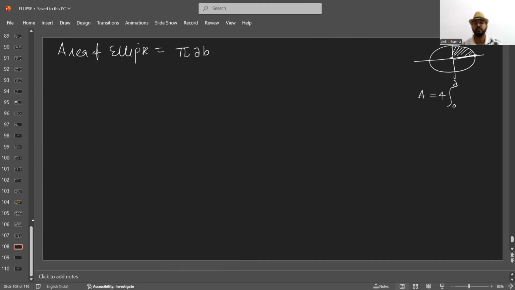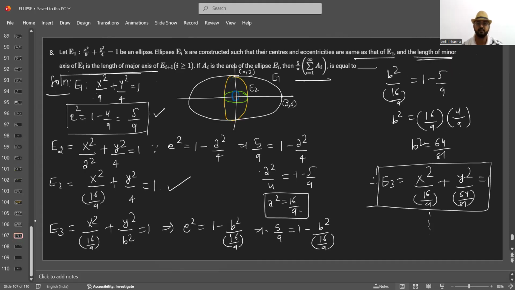So x square over a square plus y square over b square is equal to 1. So y square over b square is equal to 1 minus x square over a square, so y is b over a times square root of 1 minus x square over a square, dx. We can simply integrate this to get pi a b, the entire area. So area of ellipse is pi AB, and it's going to be the same for everyone except A1 and B1, because A and B are varying.